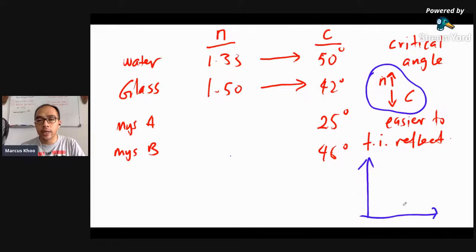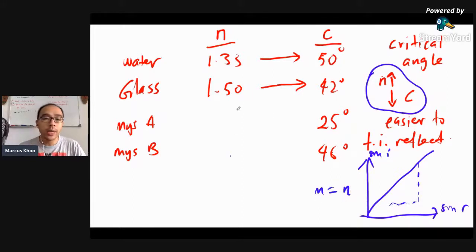So sine i, sine r, then after that you had the graph over here. And after that you calculated the gradient, and you find that the gradient equals the refractive index. So we can also use the critical angle to calculate the refractive index. The formula is n equals 1 over sine c. Now, since we know the critical angle, we can calculate n. So n equals 1 over sine 25.